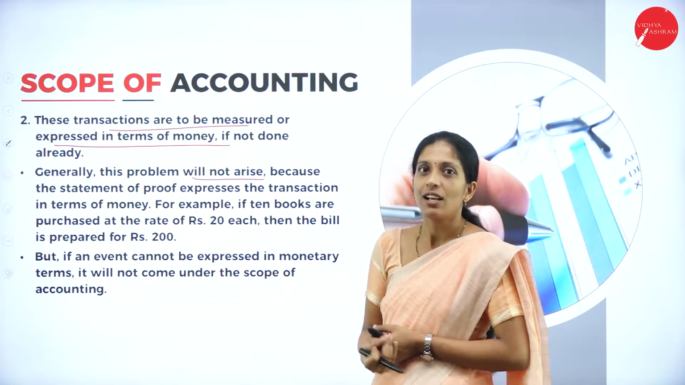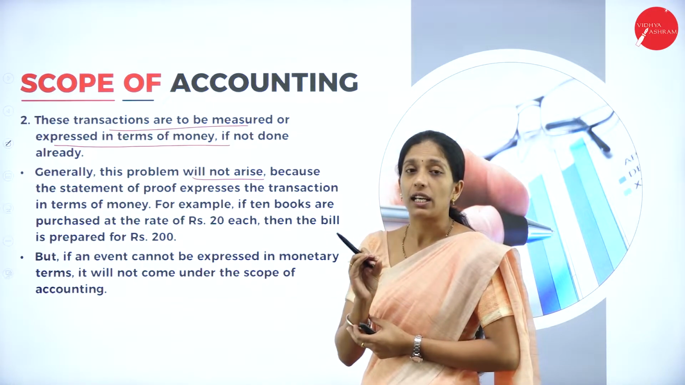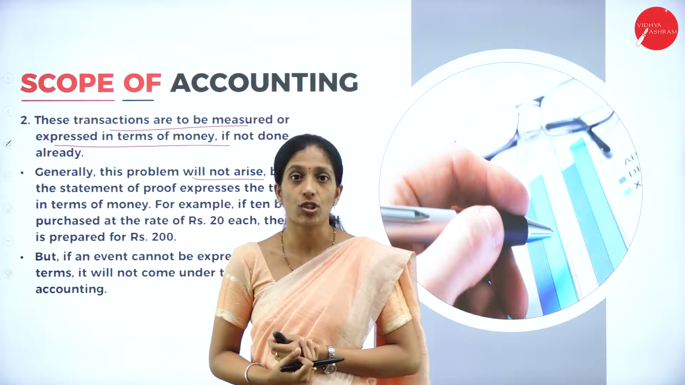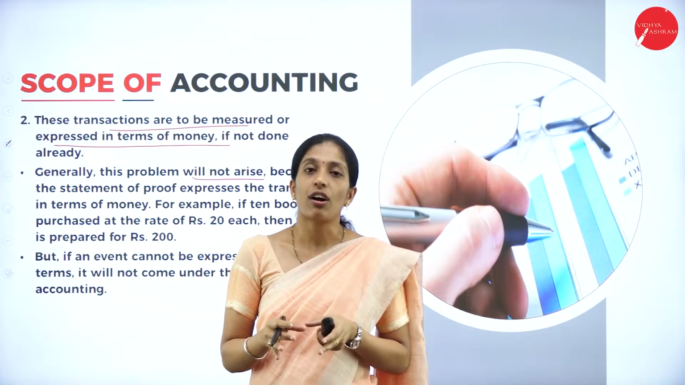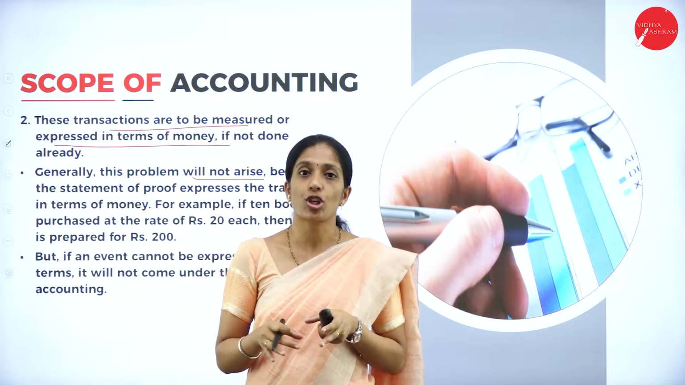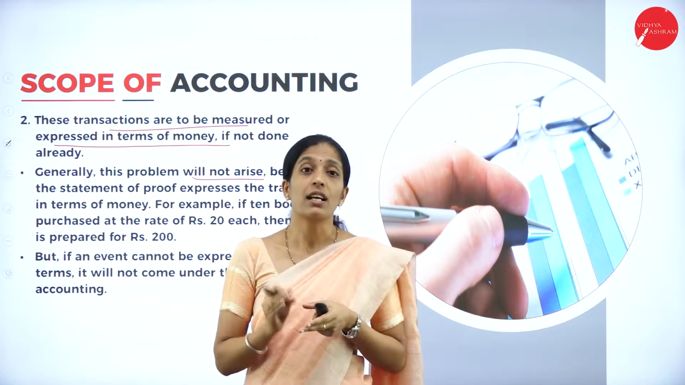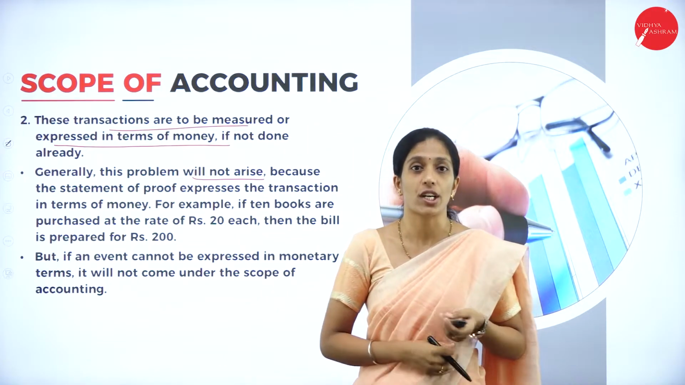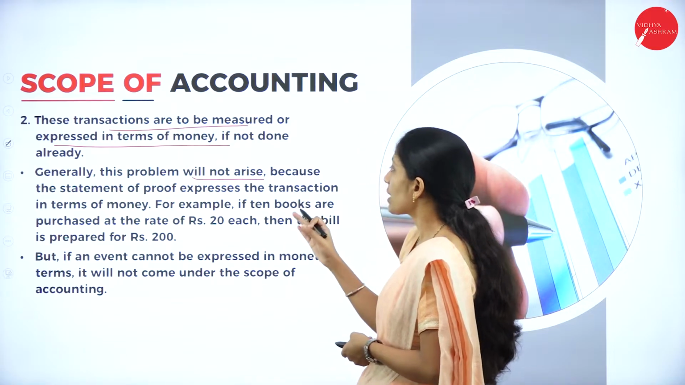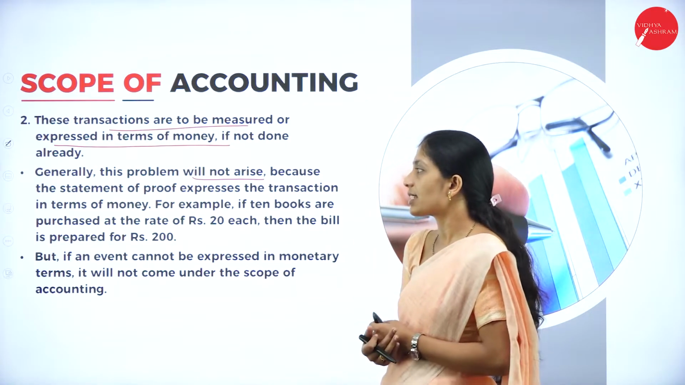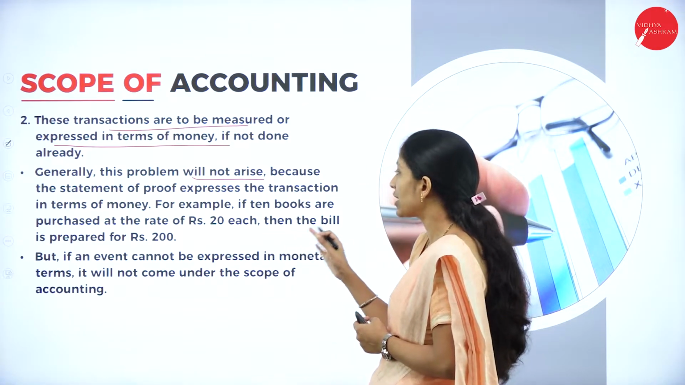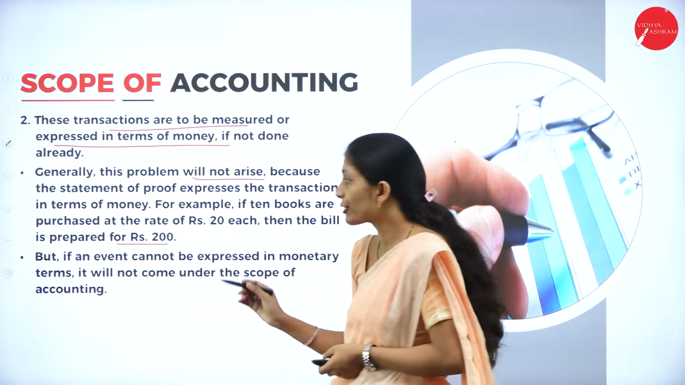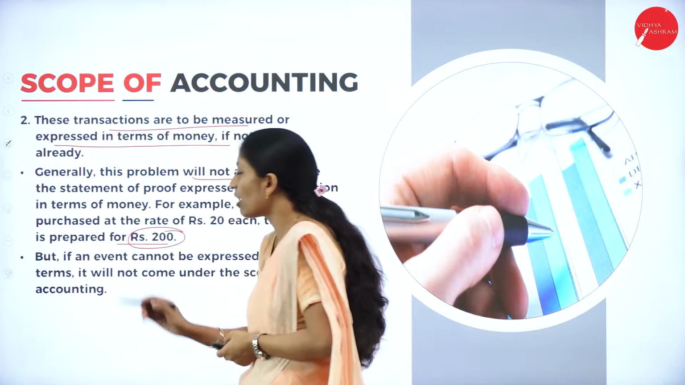Generally, this problem will not arise because the statement of proof expresses the transactions in terms of money. So, in terms of money, whatever the transaction, however important it is to the organization, we have to record those transactions which can be properly measured in terms of money. For example, if 10 pens are purchased at a rate of rupees 20 each, then the bill is prepared for rupees 200. So here also it is measured in terms of rupees.